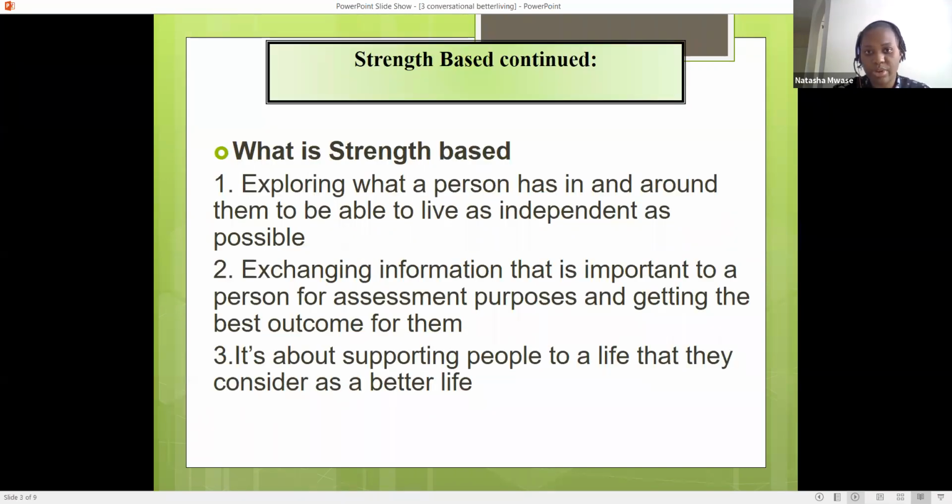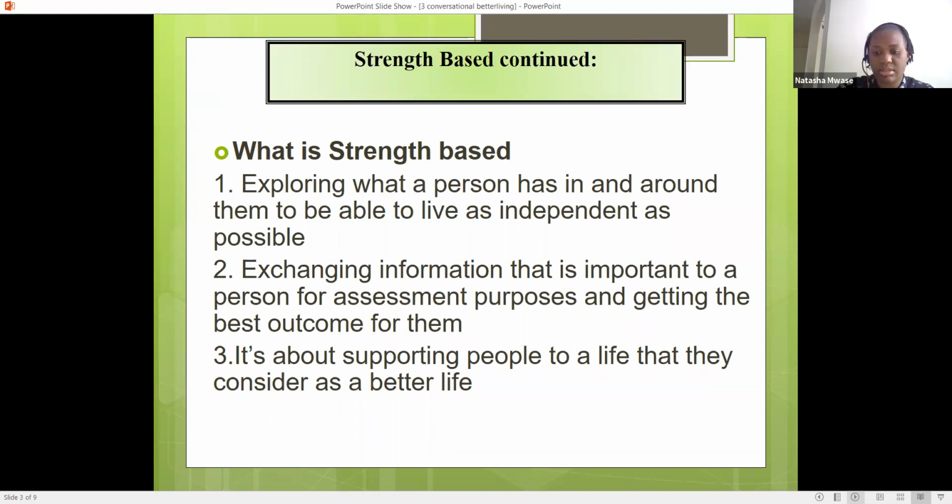So further exploring strength-based. What is strength-based? Again, it's about exploring what a person has in and around them to be able to live an independent life as much as possible. It's also about how we exchange information with the adults that we're working with, their families, their carers, for the best outcome for them. It's about supporting people to live a life that they consider a better life.